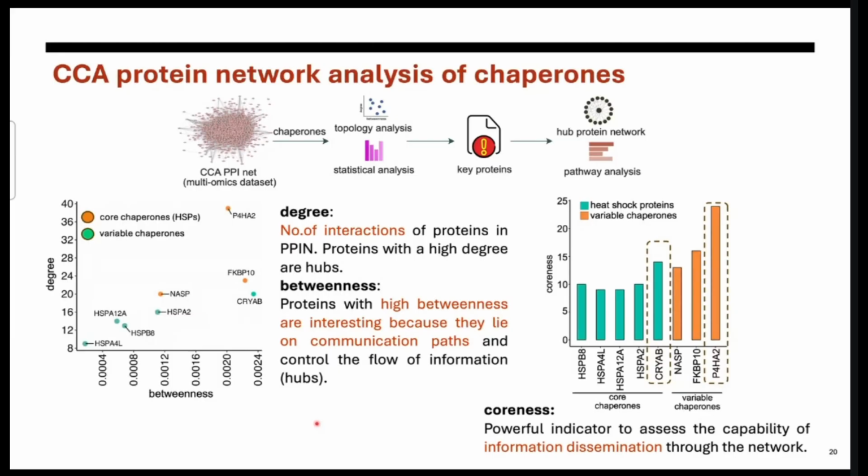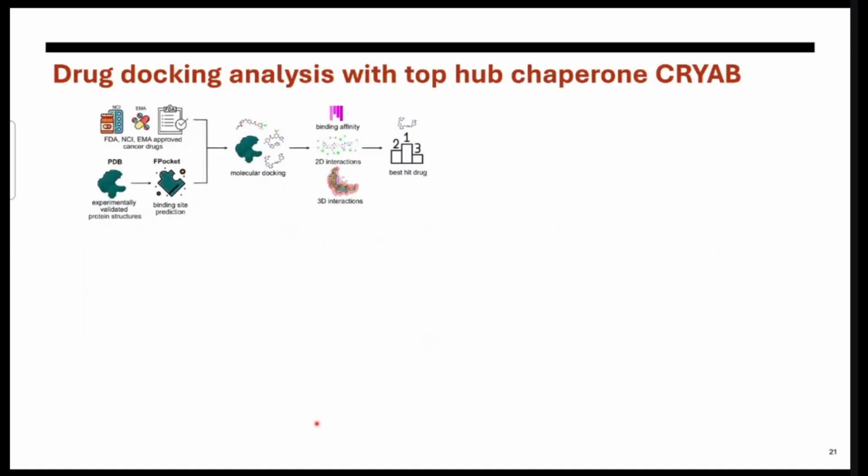So out of these 8 proteins, we came down to 2 proteins, which are important for upregulation and also play a major role in the cholangiocarcinoma setting. And they play a role in chaperone activity. So we used these 2 proteins, and then we downloaded FDA approved and various institutions approved cancer related drugs.